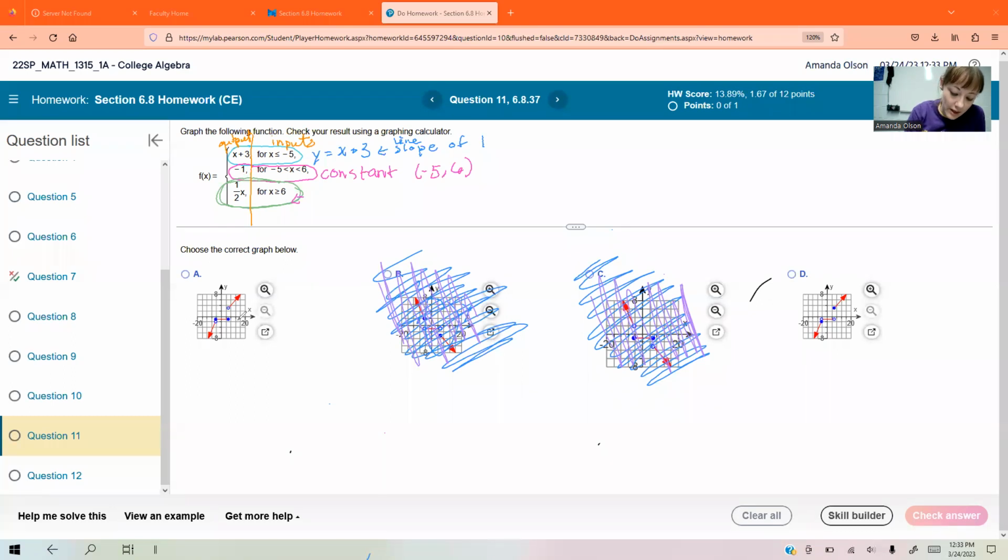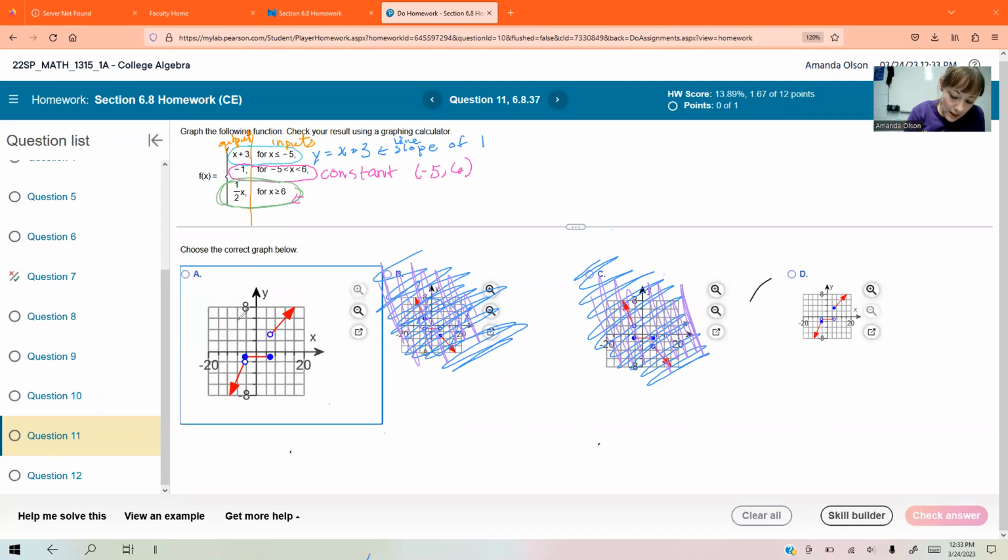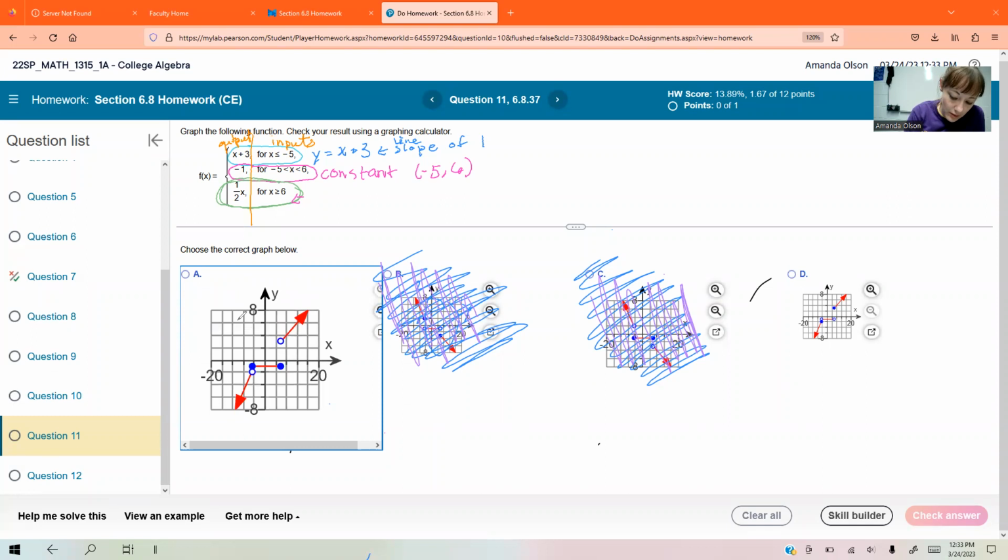Now, when I look at A, I see that when we're at -5, it gives us this closed interval. So that's already a sign that, hey, it's not going to be this, because we don't want a closed interval at -1. In fact, when x is -5, we're looking at the graph of that first condition, where we're dealing with a graph of x plus 3. So A doesn't fit that.